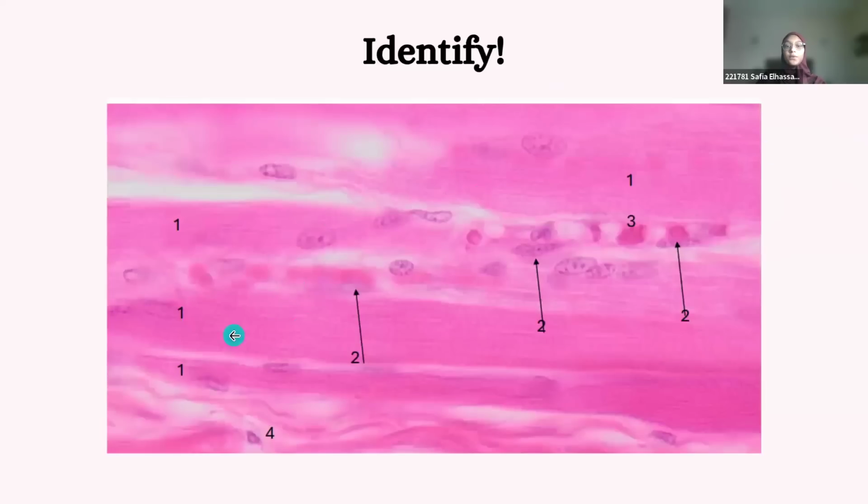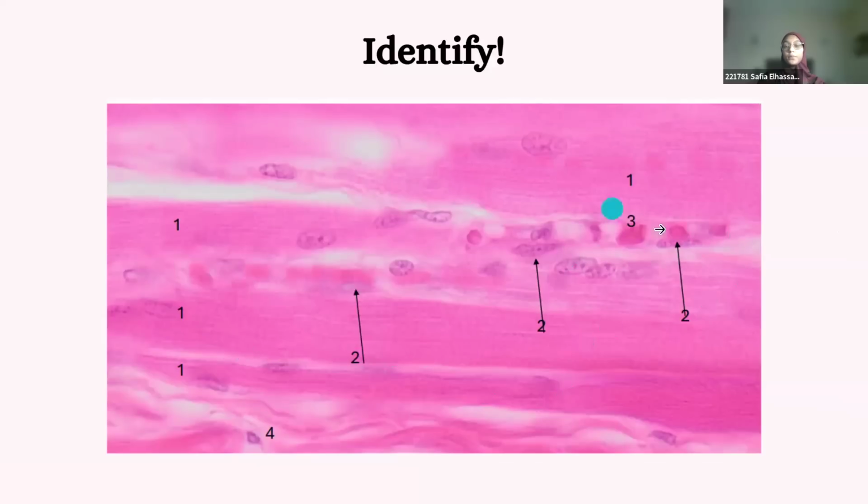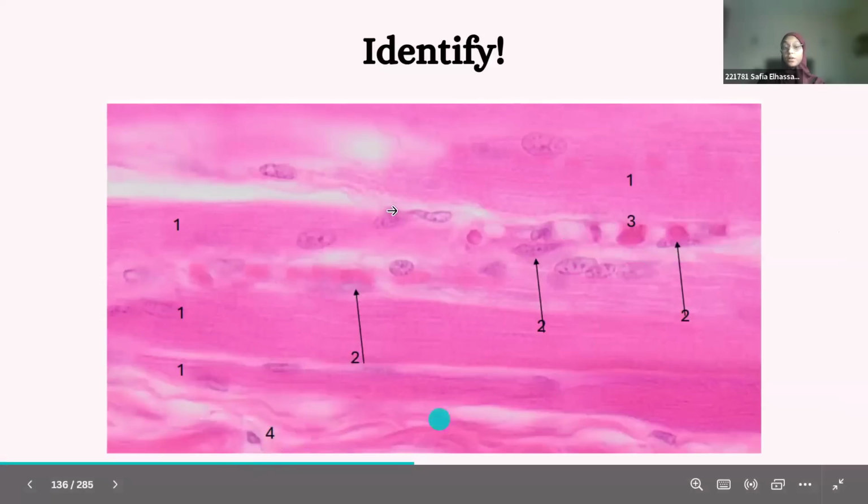All right, can you identify what this slide shows? Is it a skeletal muscle? Yes, exactly. So this is the skeletal muscle. You can see the parallel fibers. You can see the capillaries, the capillary with the endothelium and the red blood cells, and you can also see the fibroblast and the collagen.